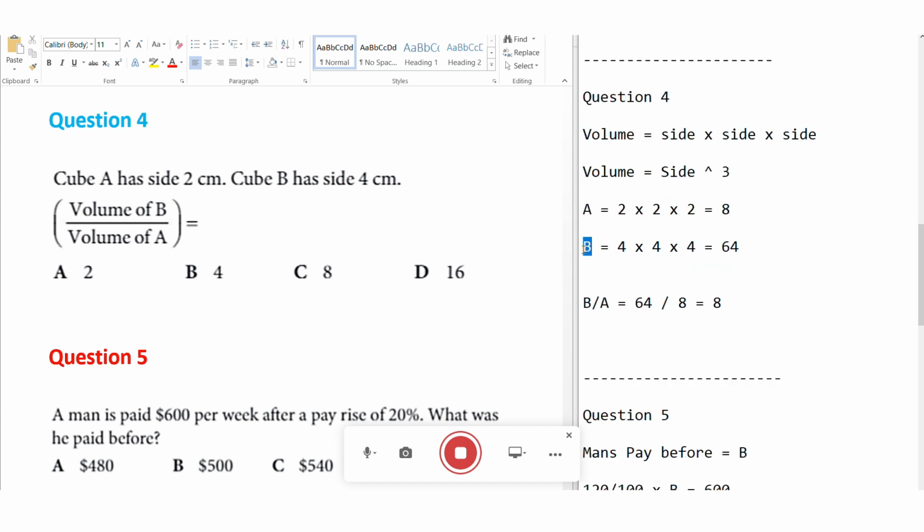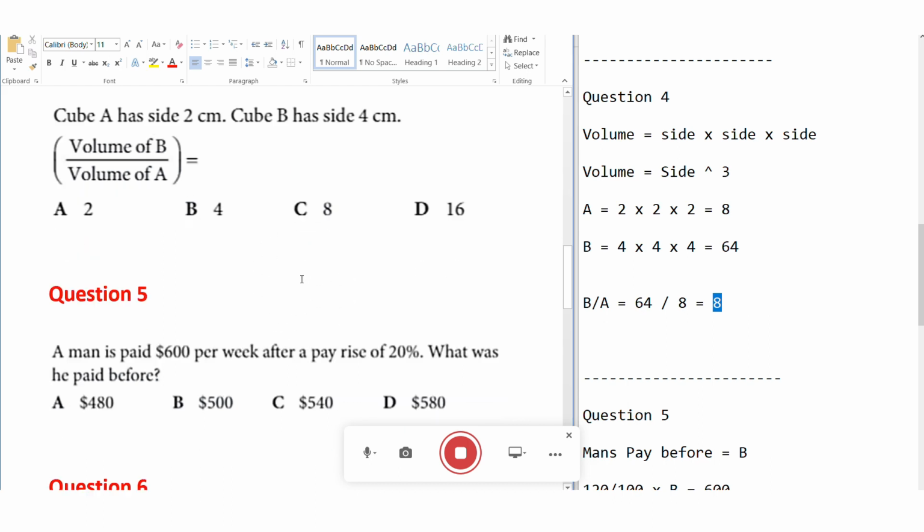The volume of B, remember B has a side of 4 centimeters. So it's 4 by 4 by 4. 4 by 4 is 16. 16 by 4 is 64. Take the volume of B and divide it by the volume of A, which is 64 divided by 8, which will give you 8. So the answer is C.